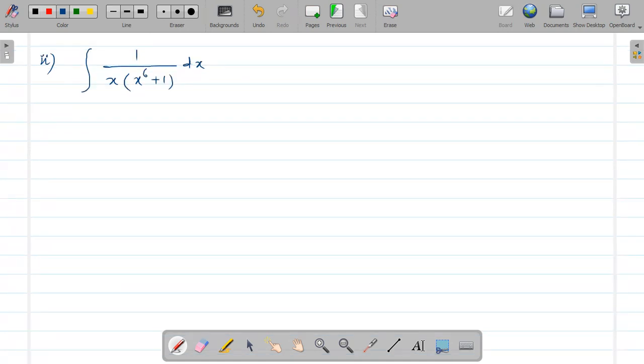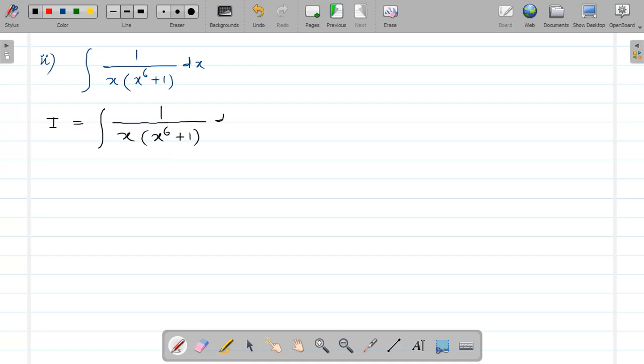Now let us see another example. Evaluate the integration 1 upon x into x raised to 6 plus 1. Now if you observe, x raised to 6 is the term here. Now as per the requirement in the substitution method, first of all I take the integration 1 upon x into x raised to 6 plus 1.